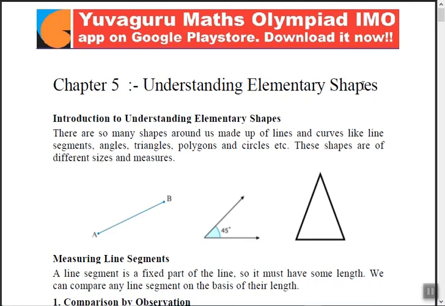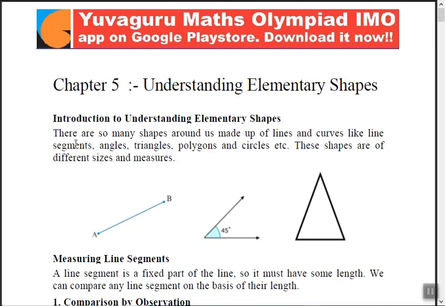Understanding elementary shapes. This is what we'll be focusing on. There are so many shapes around us made up of lines and curves. What do we mean by lines and curves? See, this is a line. This is a segment actually. Line means anything is a line. Suppose you see a table, all the edges are lines or segments, right? And curves means all the mountains and seas, everything is a curve. Roads on which we walk. When you go into the ghat section on the mountain, the roads are curves. That's what you'll see. Then segments, angles, triangles, polygons, circles, etc.